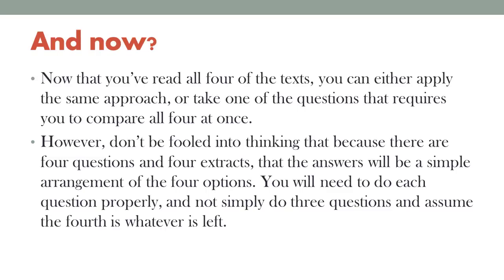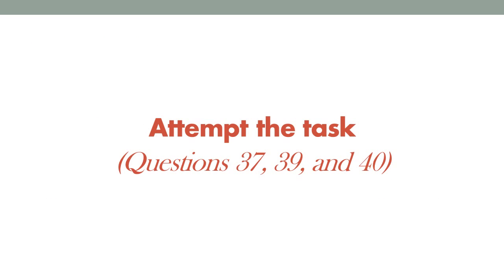So don't be fooled though into thinking that because there are four options and four texts, or four questions rather, that all four of the texts are going to be used as answers. You can't think if, for example, you've got A, B, C, that the last one will be D. Not necessarily. So you'll need to do each one carefully and follow the same approach. Okay, so now it's your turn. Take a look at the other three questions and we'll quickly go through the answers in a moment. So pause the video here, try the text, have a look, follow the same approach, and remember to highlight the text that you find, the sentences that give the answer.